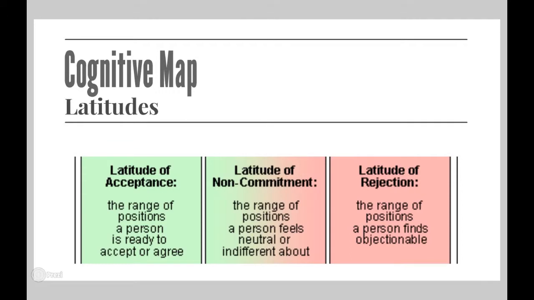What is helpful about this theory is that it analyzes the attitudes people have of an idea by comparing it with the current attitudes, as Sherif would say. This is social judgment involvement. Instead of having a completely fixed attitude on something, SJT views these attitudes in latitudes. Latitude of acceptance, the range of positions a person is ready to accept or agree. Latitude of non-commitment, the range of positions a person feels neutral or indifferent about. And latitude of rejection, the range of positions a person finds objectionable.